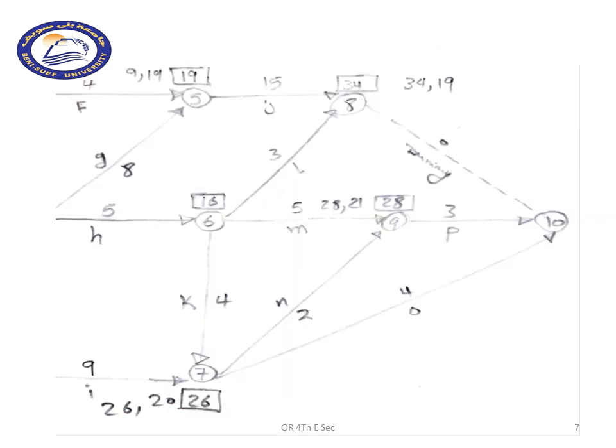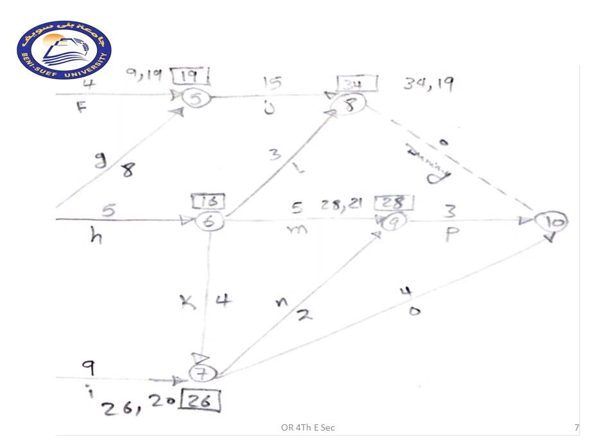As for node number 8, it is receiving times from J and L. From L, it's 16 plus 3 is 19, and from J it's 19 plus 15, which is 34. We will take the higher duration, which is 34, in order to represent the earliest starting possible time for node number 8.